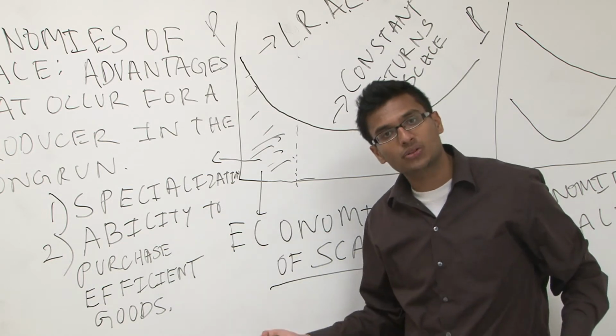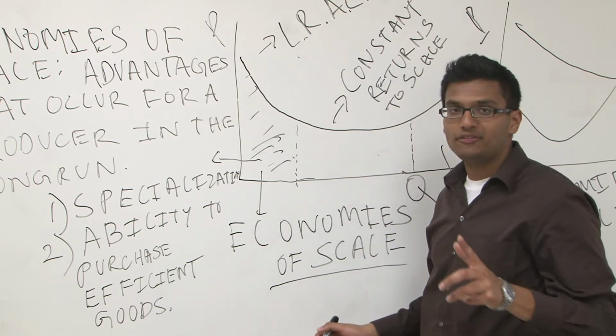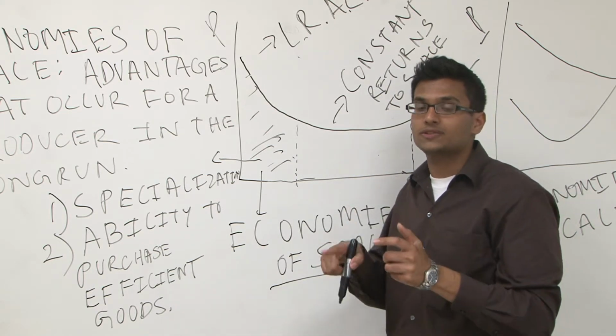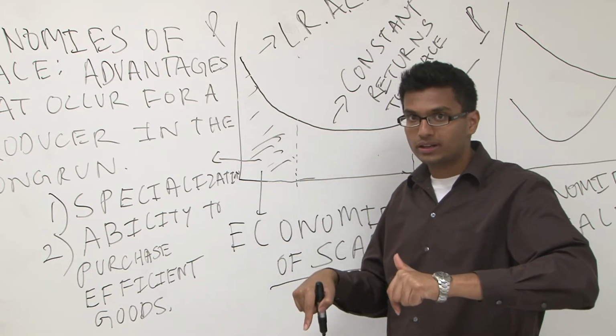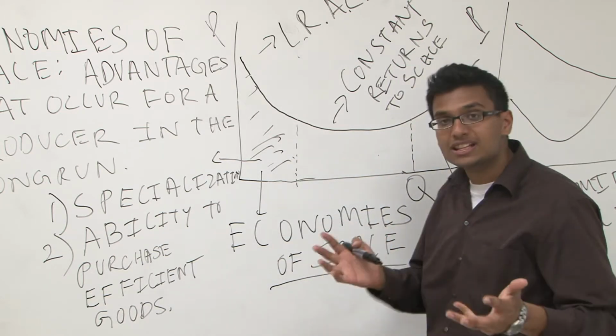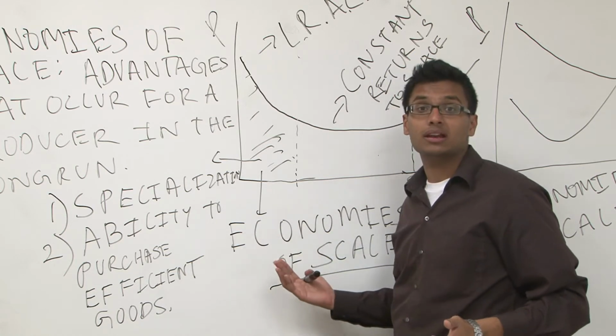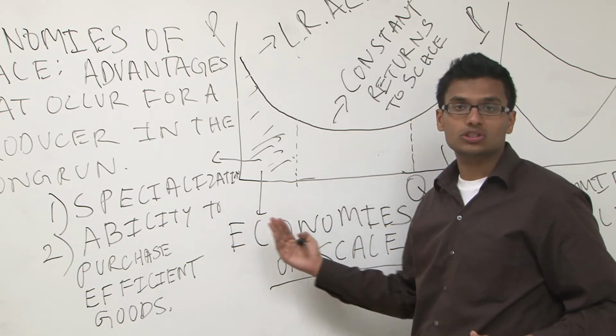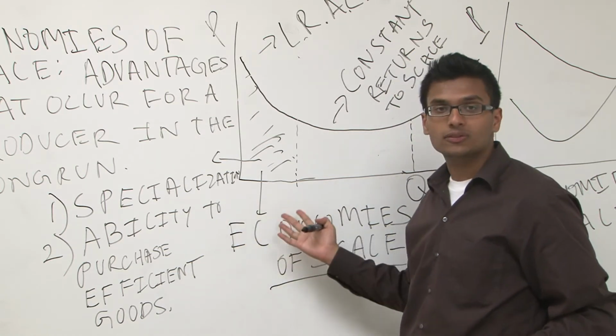What happens when costs decrease? So remember, profit is total revenue minus total cost. If your cost is going down, your profits are going up. So that's why all the producers want to expand, because they want to face this downward sloping cost curve.